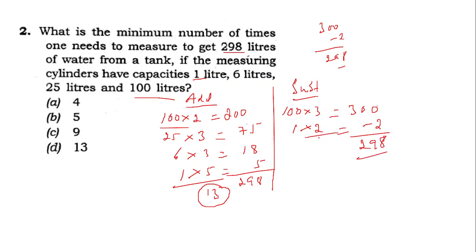So how many attempts are required here? 3 plus 2, 5. Since the question is about the minimum number of times, we will go with the smallest number. If the question was on maximum, we could have gone with 30. Both are possibilities, but the question is about the minimum number of times. So we will go with option B, 5, as the correct answer.